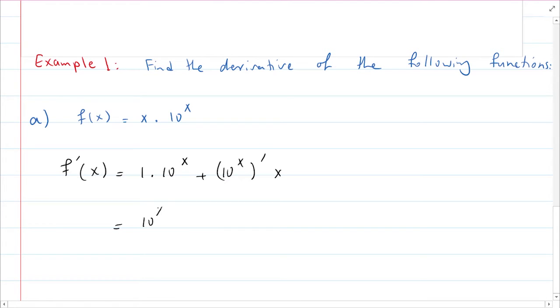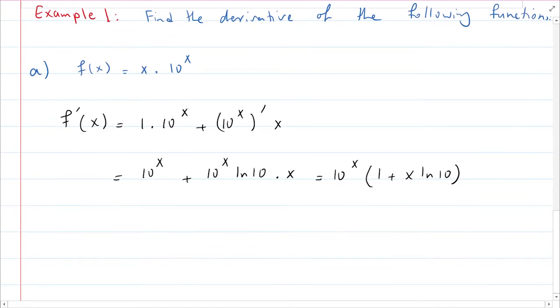So the first one is just 10 to the x plus the derivative of 10 to the power of x. It's an exponential function, but it's the general form. So that would be 10 to the x multiplied by ln of 10. And that would be multiplied by x. So I can factor it out if I want to simplify it a little bit. So I can factor 10 to the x. That will be 1 plus x ln 10. So this is the derivative of this first function.